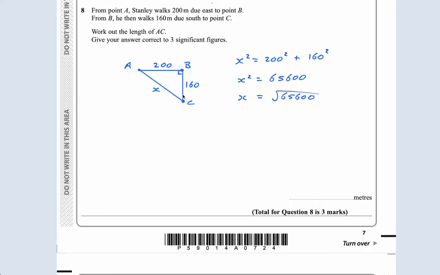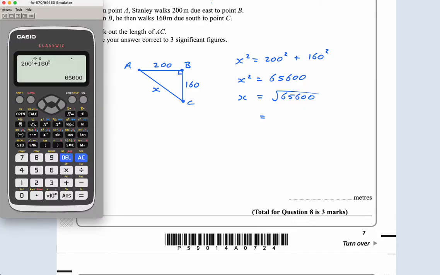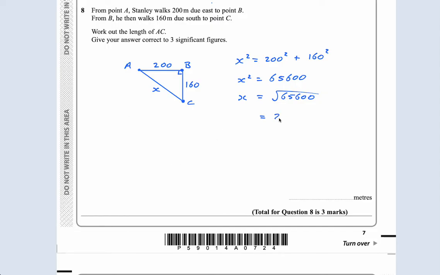And do not forget to square root 65600. If this is 200 and this is 160, obviously, guys, this is not 65,000. So we need to get the square root. The answer is 256.124, or 125, I think it was, but he wants it to 3 significant figures. 1, 2, 3. This is my third significant figure. I look to the right, it's a 1, so I'll just keep it at 256 meters.